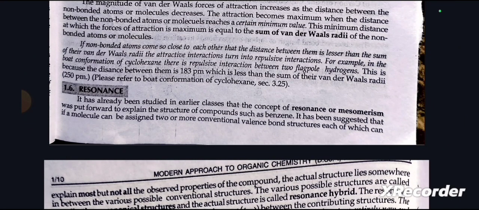If non-bonded atoms come so close to each other that the distance between them is less than the sum of their van der Waals radii, the attractive interactions turn into repulsive interactions. For example, in the boat conformation of cyclohexane, there is a repulsive interaction between two flagpole hydrogens. This is because the distance between them is 183 picometers, which is less than the sum of their van der Waals radii, 250 picometers. Please refer to the boat conformation of cyclohexane, Section 3.2.5.